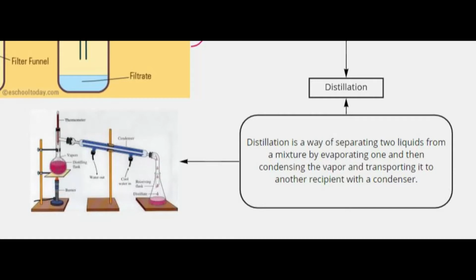Distillation is a way of separating two liquids from a mixture by evaporating one and then condensing the vapor and transporting it to another recipient with a condenser. The steps to do the distillation, it is a process.